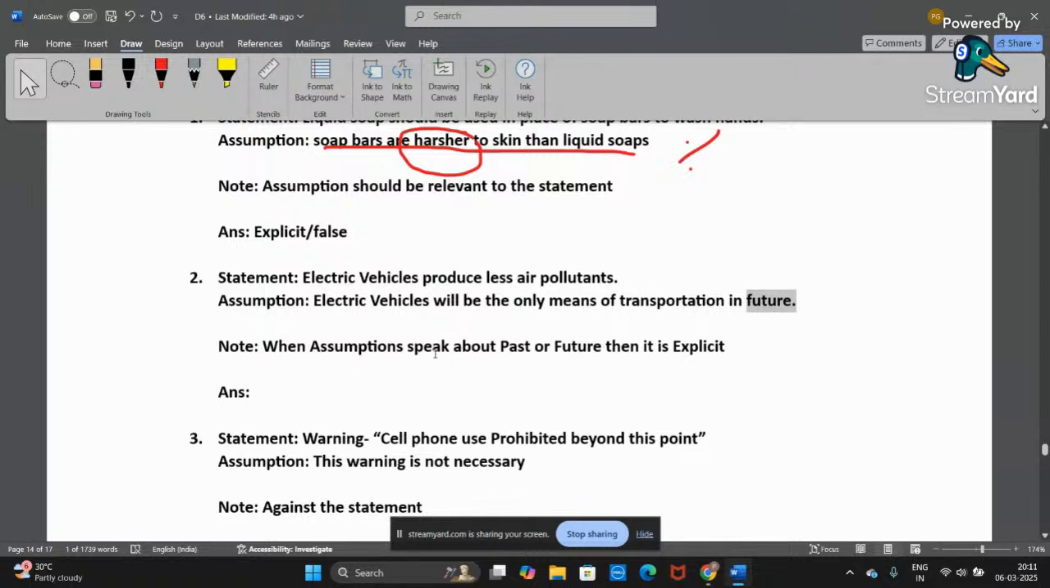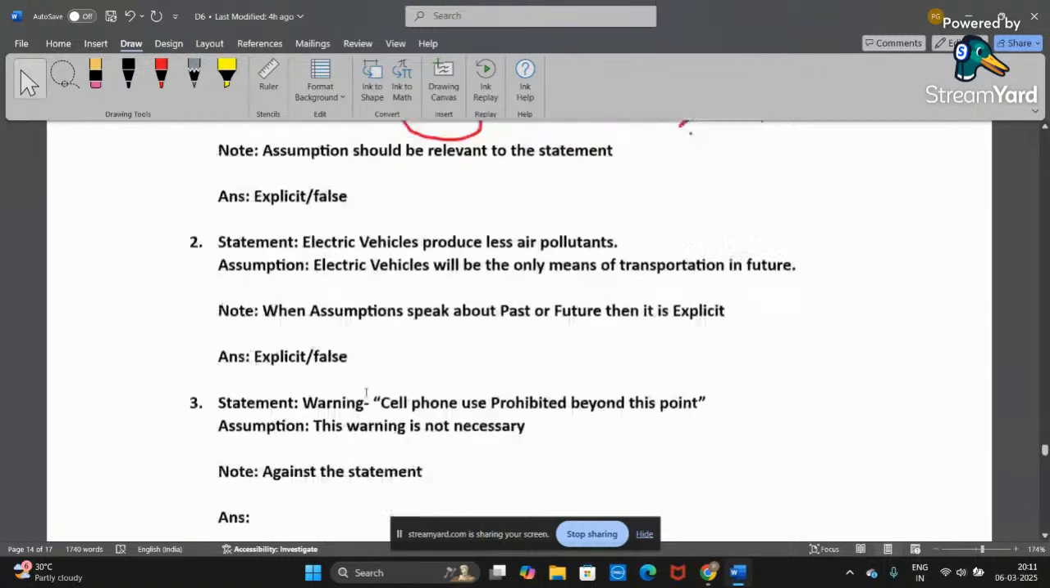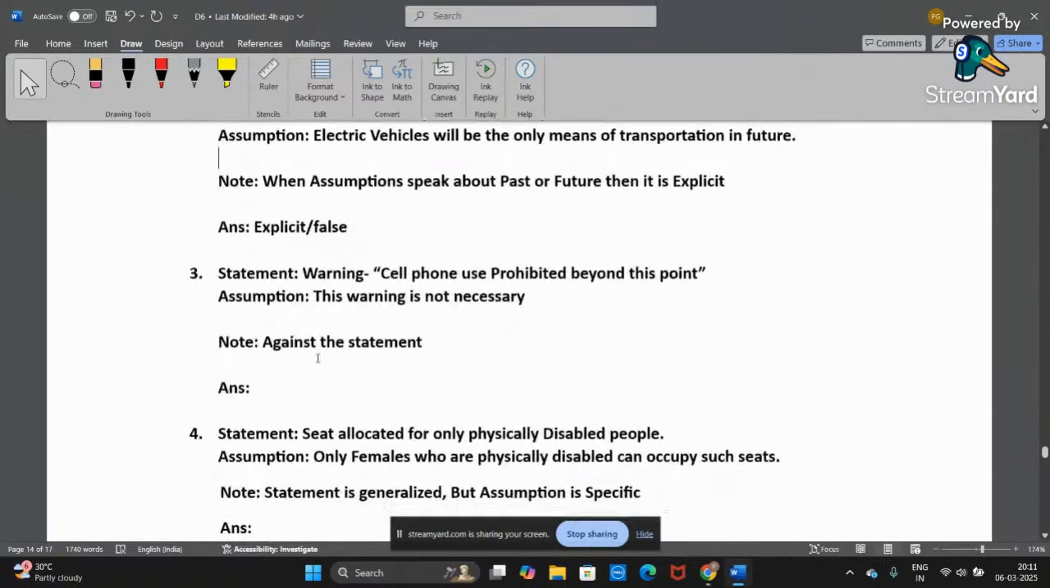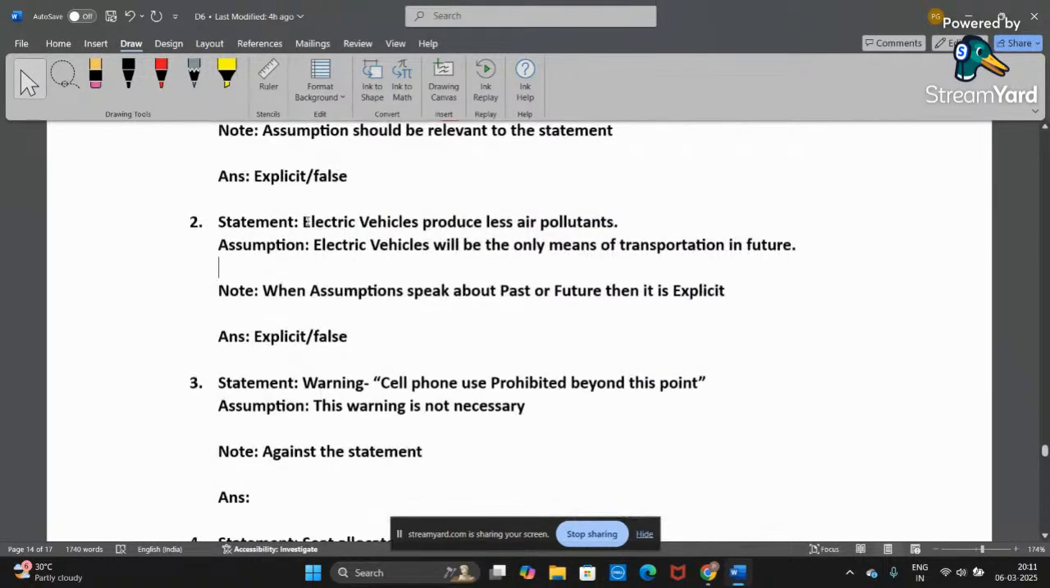Whenever the assumption speaks about past or future, then it is a false statement. So it is explicit or false, because here they're talking about the present condition, current situation, but in the assumption they're telling about future. In that case, this assumption is false, okay? Now let's move on to next one. Mainly the assumption should be related to the statement they have given.